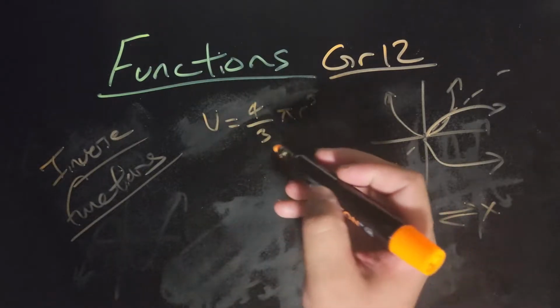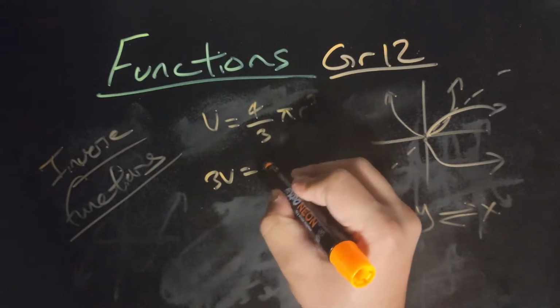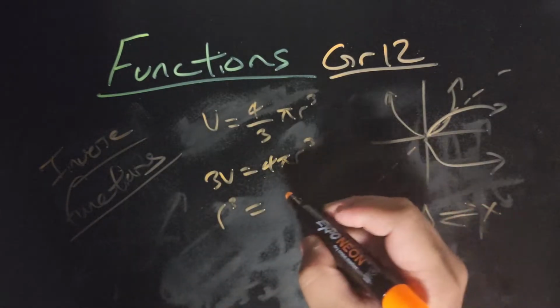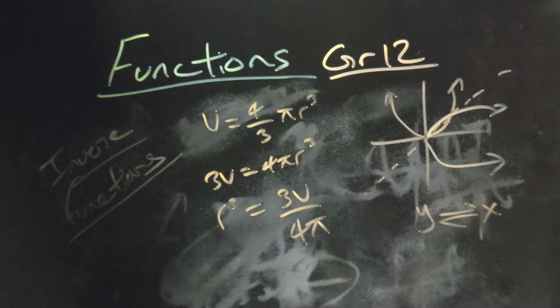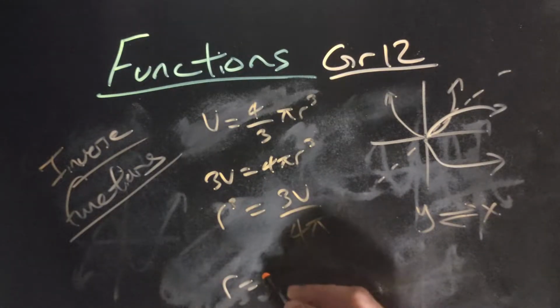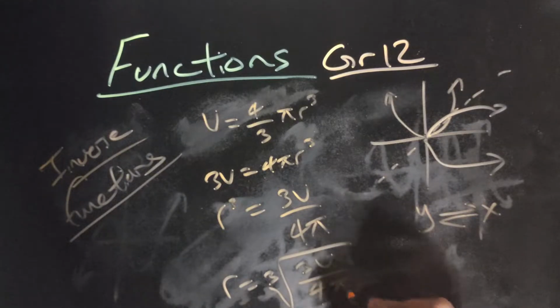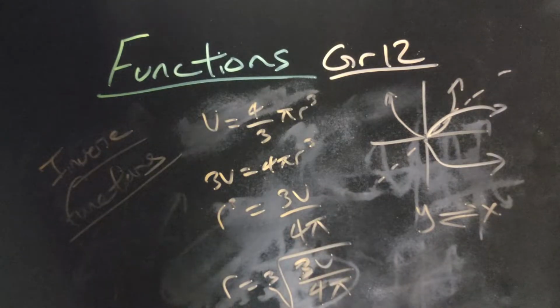So if we swap it out to make it the opposite, we can multiply this by 3. 3v equals 4 pi r cubed, divided by pi, r cubed is equal to 3v over 4 pi. And then we do the cube root, r equals... almost done.